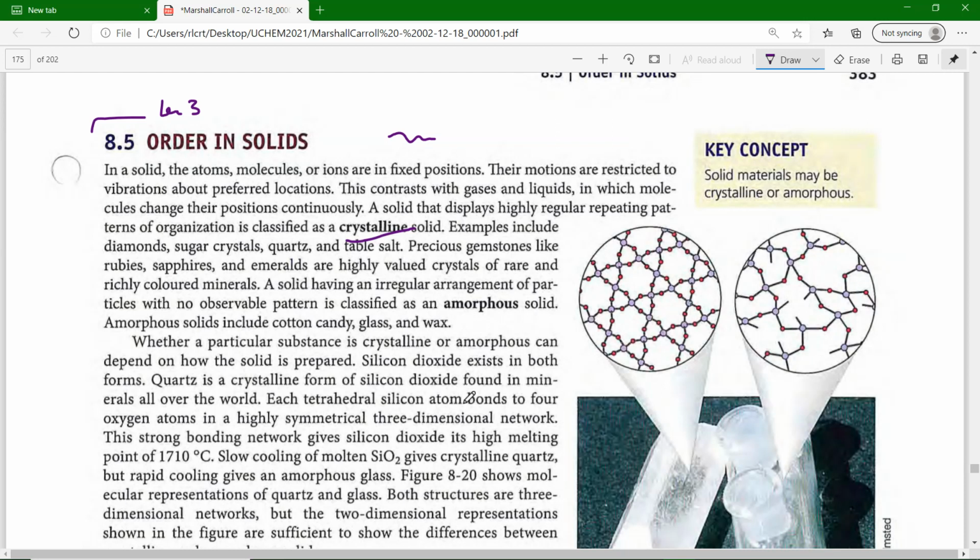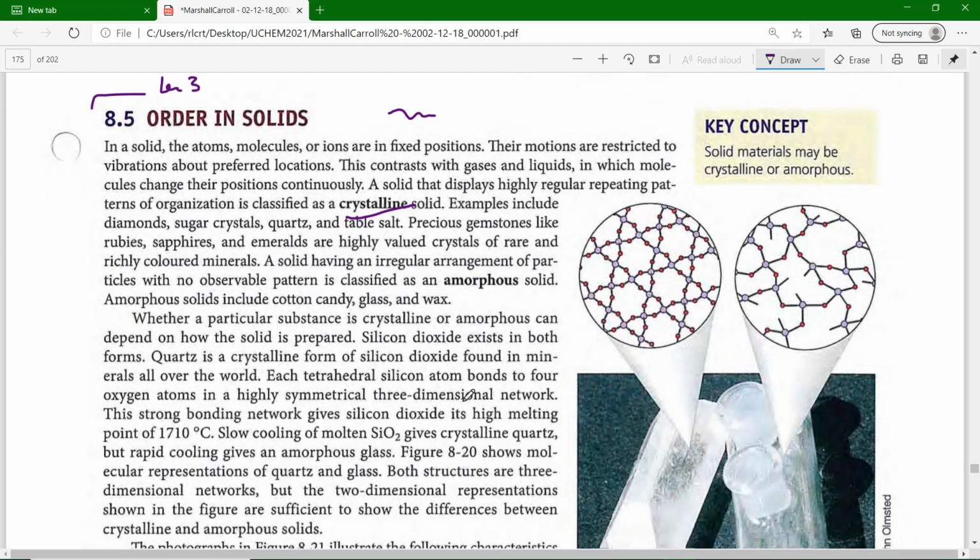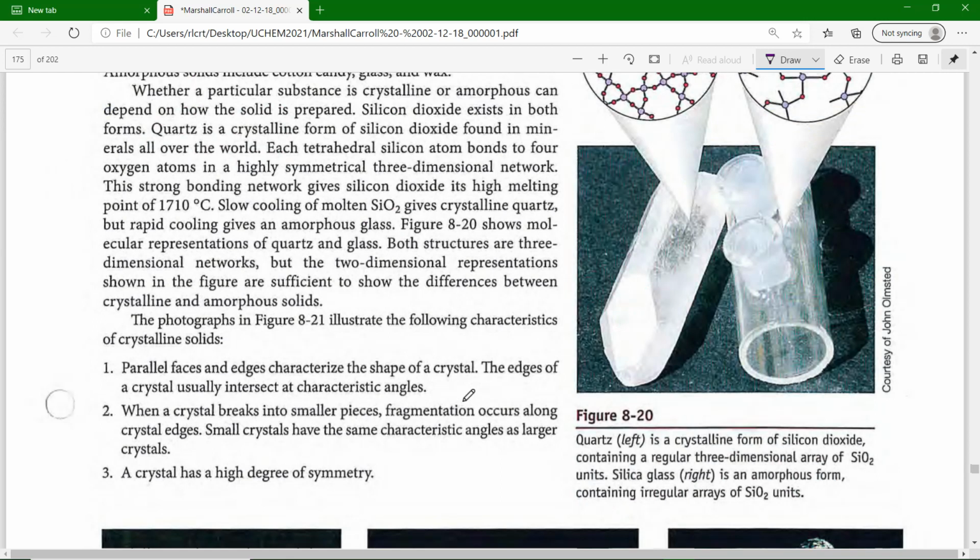Now, whether it's crystalline or amorphous can be dictated by how the solid's prepared. Silicon dioxide can be quartz, which is crystalline, with a melting point of 1710 degrees Celsius. So if you have molten SiO2 and slowly cool it, you'll get crystalline quartz. But if you cool it really quick, you'll get amorphous glass.